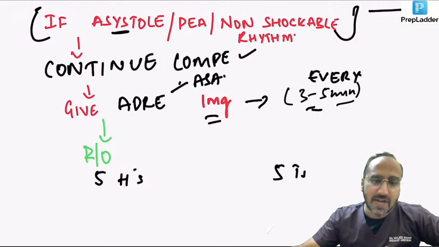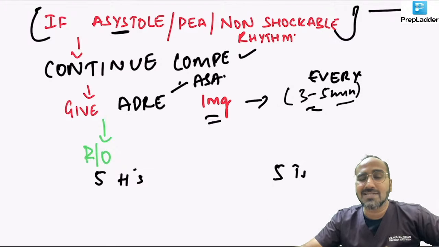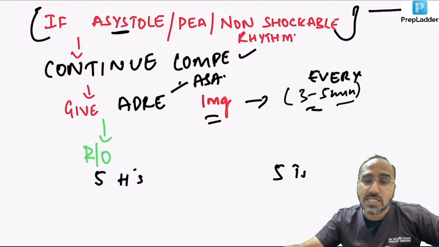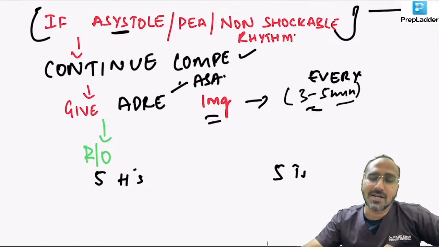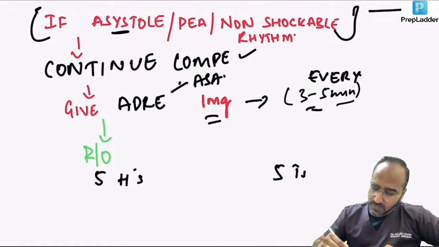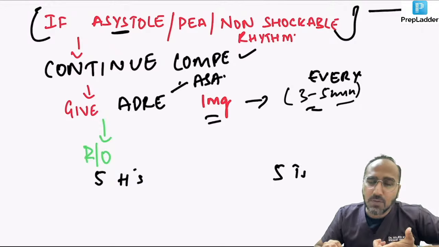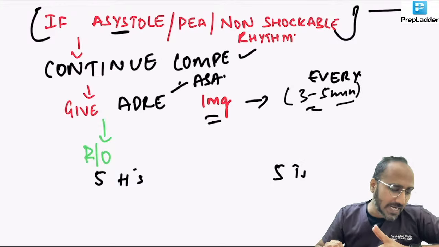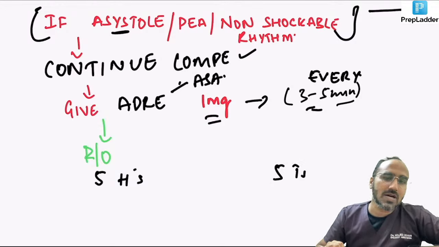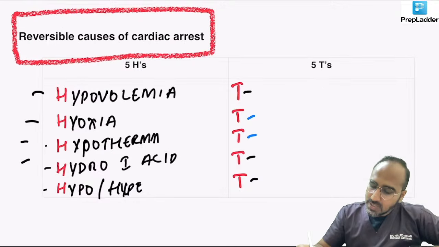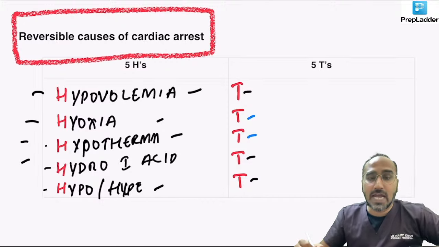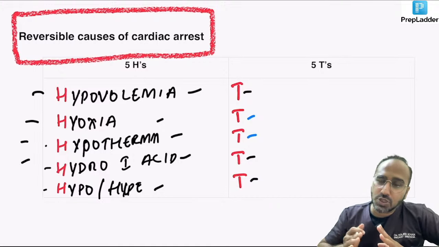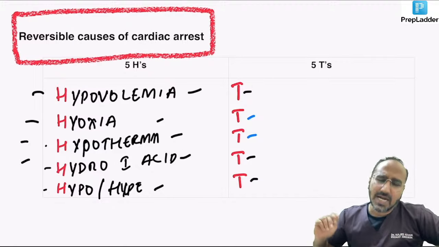What are the 5 H's and 5 T's of cardiac arrest? First H is hypovolemia. Second H is hypothermia. Third H, any guesses? Hypokalemia or hyperkalemia. So: hypovolemia, hypoxia, hypothermia, hyperkalemia, and hydrogen ion acidosis. We have to rule out hydrogen ion acidosis. These should be ruled out. These are the reversible causes. If you reverse these, cardiac arrest can be reversed.